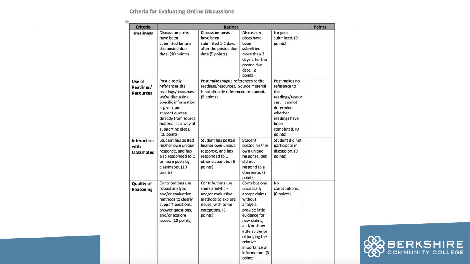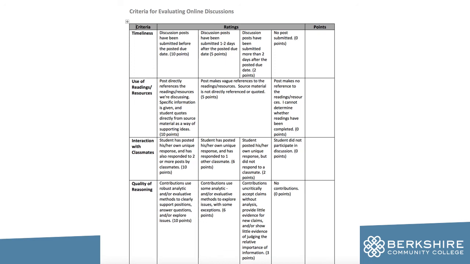Here's a quick example of a discussion forum rubric, and you can download this along with others in our Moodle resources site. You'll see that a lot of these are pretty easy to assess because they're very objective. So timeliness, for example, were your posts submitted on time? Using the readings or resources that were referenced. So is it clear from your post with direct reference to the text that you have read or engaged with the materials provided? Interaction with classmates.